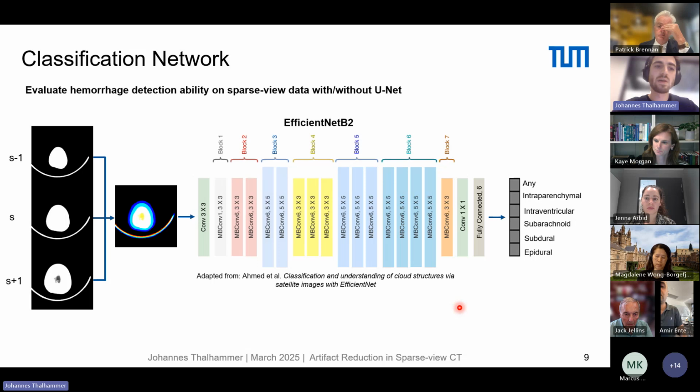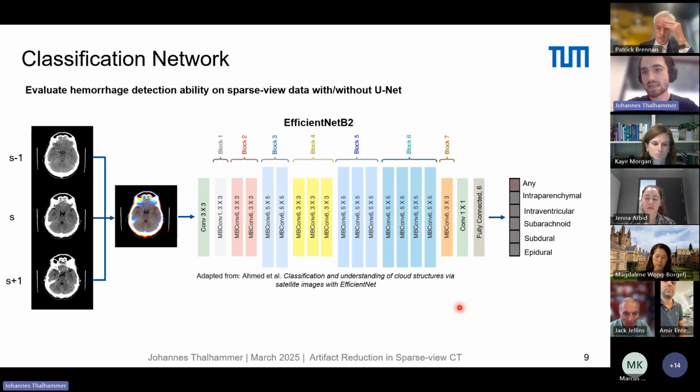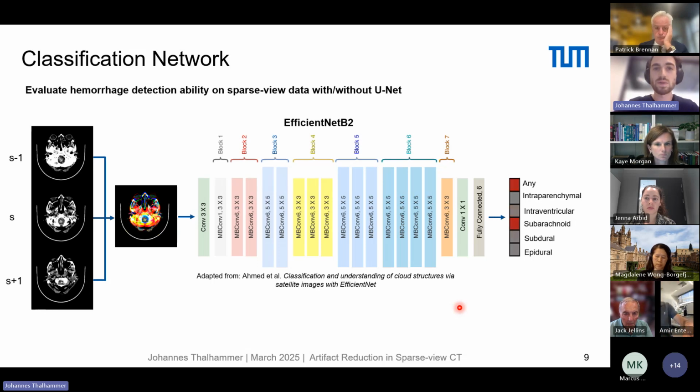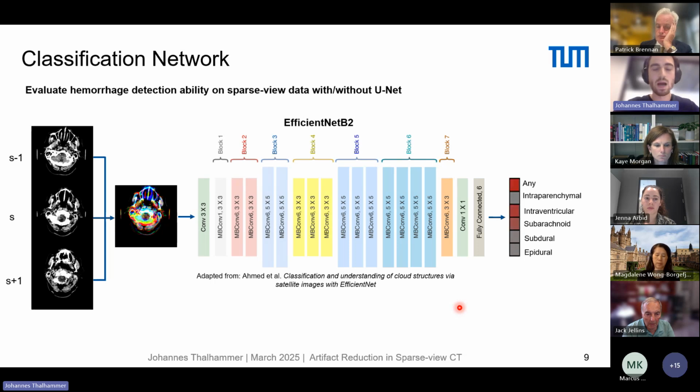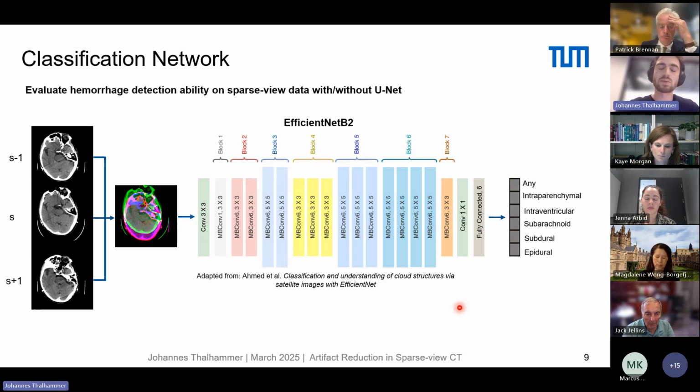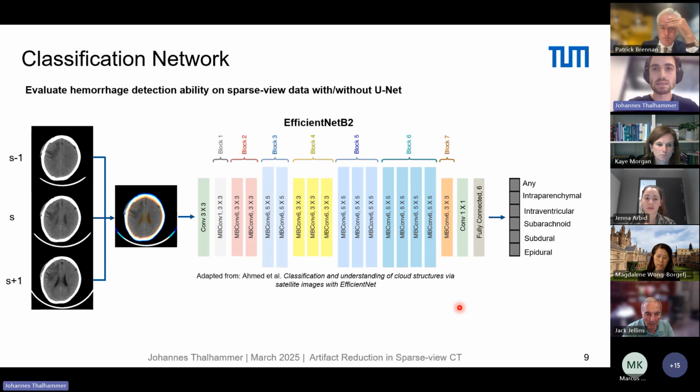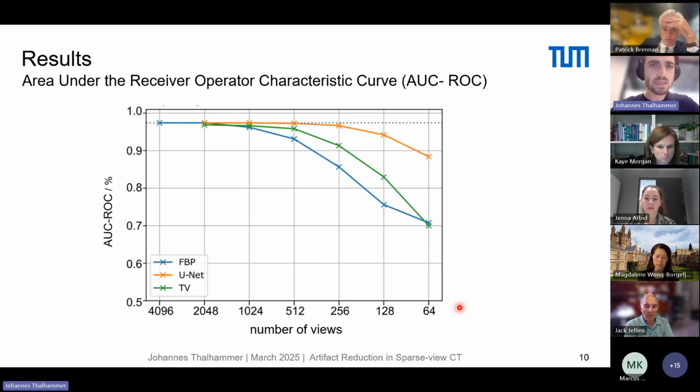And then we fed our differently subsampled data set into the network with and without artifact reduction to have a look at how this artifact reduction impacts hemorrhage detection. And this is the area under the receiver operator characteristic curve. I hope you're all familiar with receiver operator characteristic curves. If not, I can quickly explain.